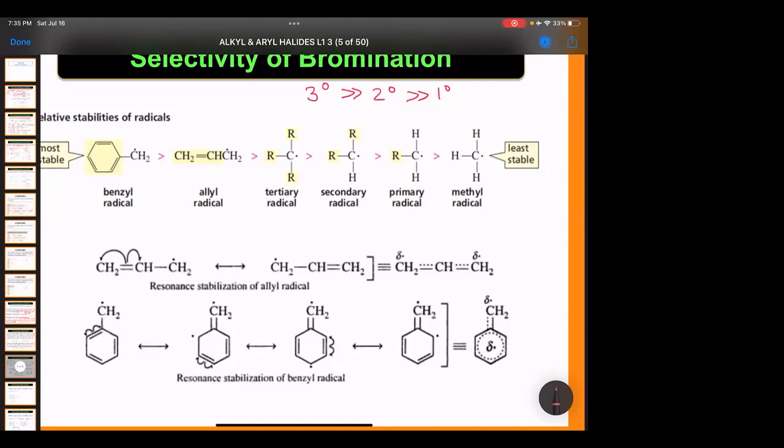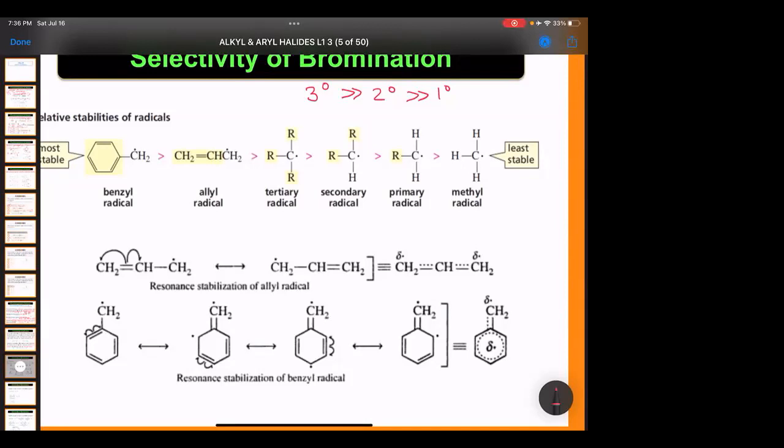Yes, sir. So the radical is formed. So you need to look at the stability of the radical. What are the factors which stabilize a radical? Can you tell me? Do you remember? The substituent groups attached to the radical.